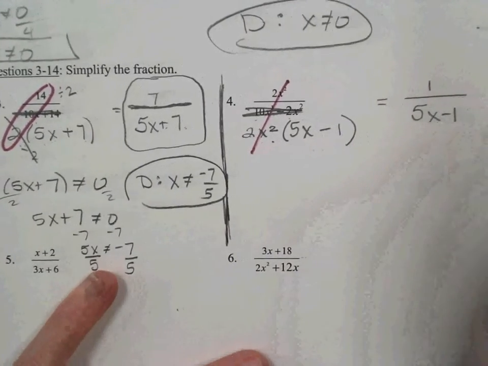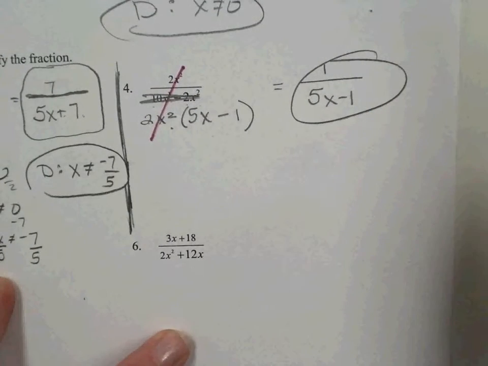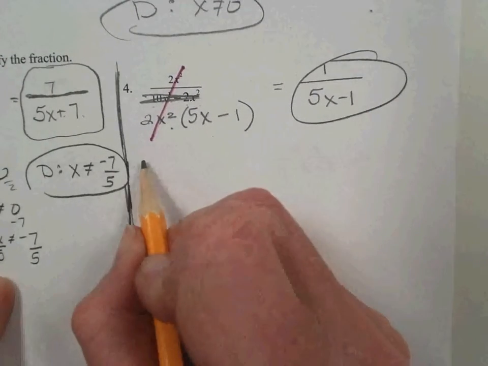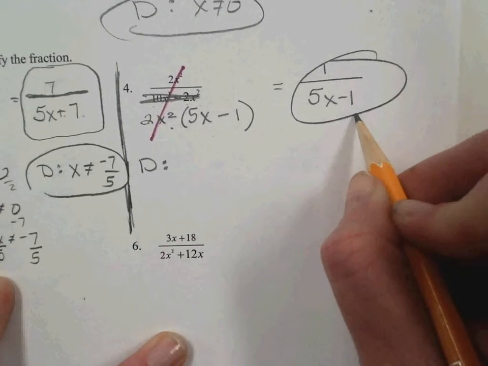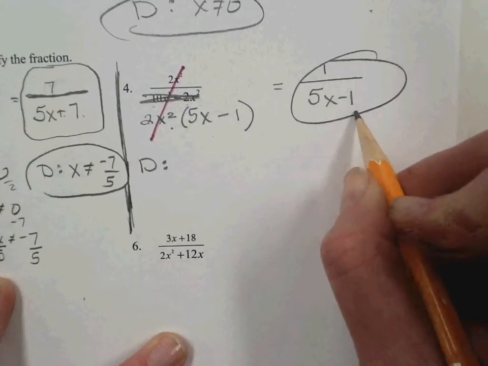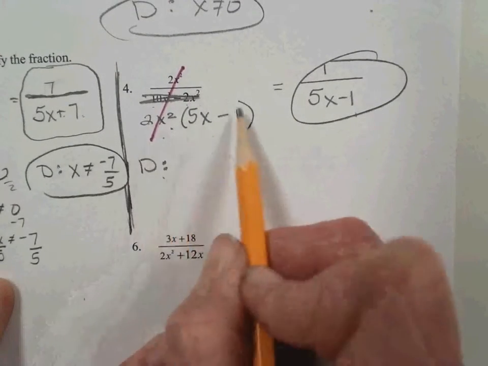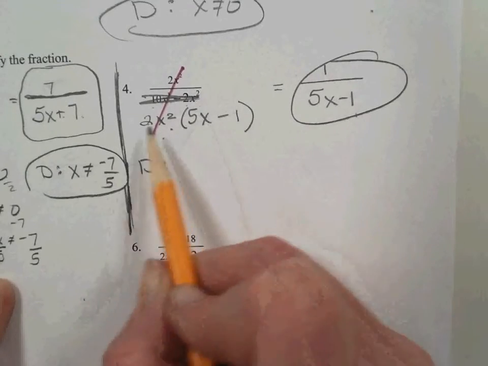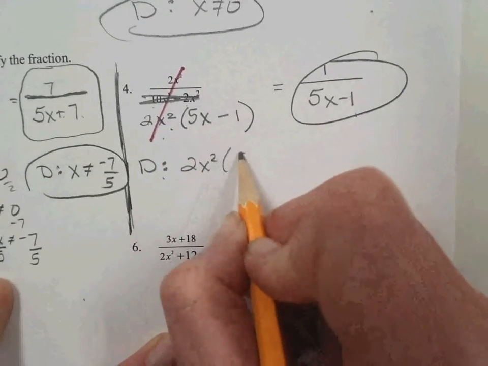Don't forget the 1 in the numerator. It's not just 5x minus 1. It's 1 over 5x minus 1. That's the simplified rational function. And now, to find the domain, I have to go back to my original denominator. I can use the factored form of it.